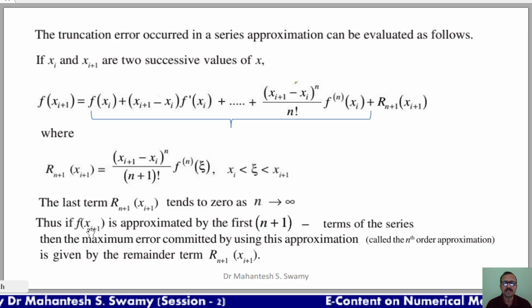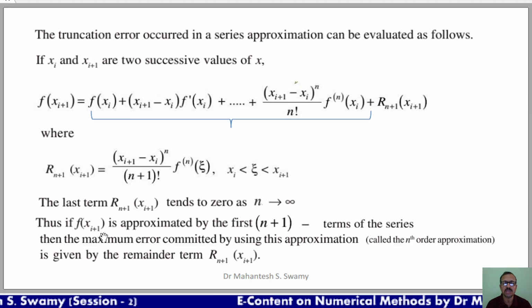Thus, if xi plus 1 is approximated by the first n plus 1 terms, n plus 1 terms are nothing but these many terms. So this is the 0th degree term, first degree term, nth degree term. Totally how many terms? n plus 1 terms. So totally n plus 1 terms, if we consider only n plus 1 terms in the Taylor series expansion.